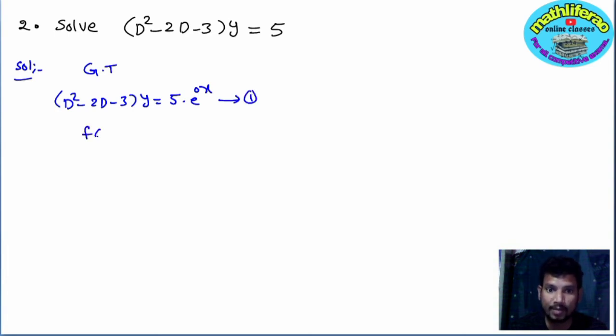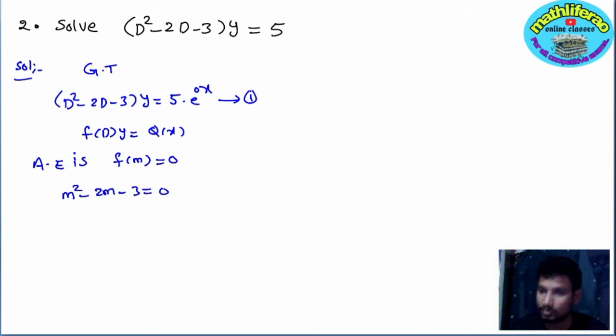This is in the form of f of d into y equal to q of x. We need to find the auxiliary equation. First we need to find the complementary function. Auxiliary equation is f of m equal to 0. That is, we take m in place of d. m square minus 2m minus 3 equal to 0.